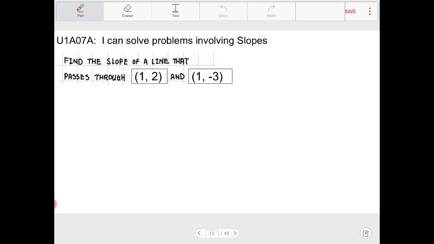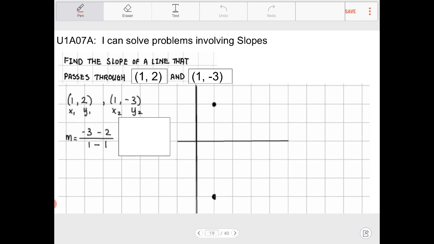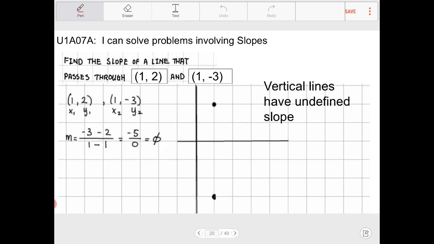Same problem, different coordinates. Let's take a look. Again, I'm going to plot this out on a coordinate grid, and I can see that the points are one on top of the other. Seeing this line segment in this manner, and then applying the slope formula, I can see that the slope value turns out to be, because there's no run here, I'm dividing by 0. And we cannot ever divide by 0. That's undefined. It doesn't make any sense.